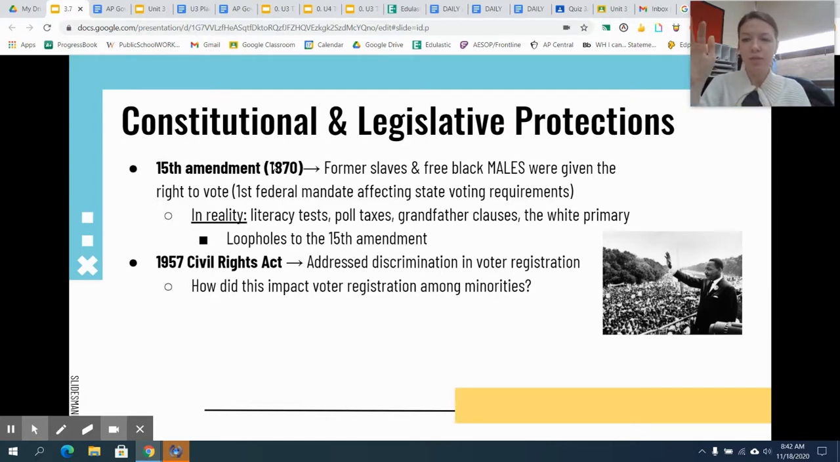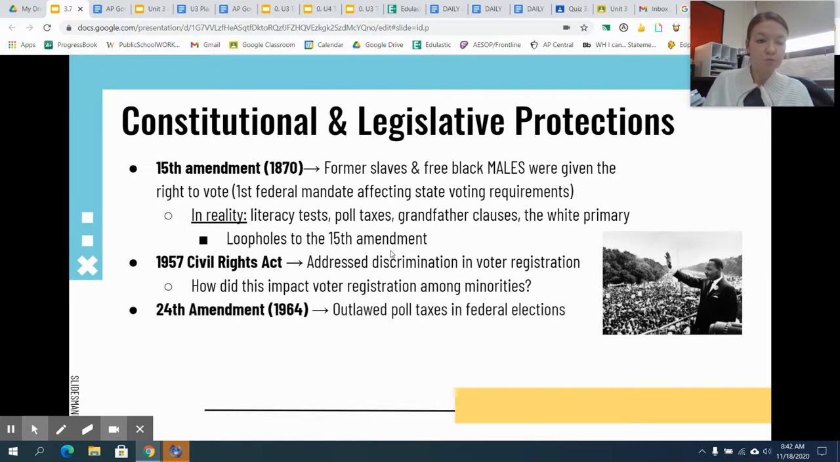So yeah, I know 6% is not that big of a jump, but we do see an increase in the number of African Americans and minorities registered at least to vote. Now, the 24th Amendment is going to outlaw that poll tax in federal elections. So the Supreme Court is going to say, like, Congress and the entire government's going to say, like, you can't require a fee to be able to vote.